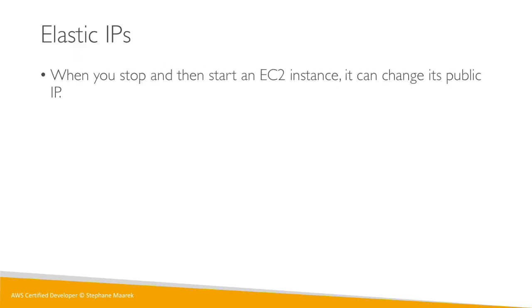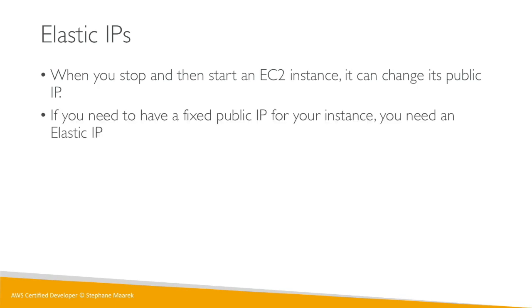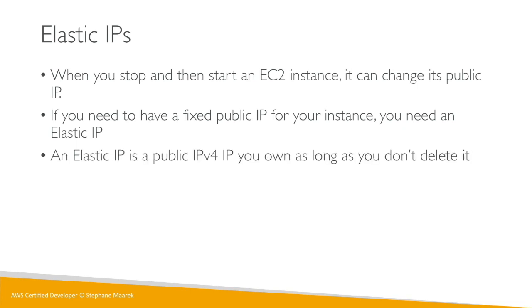Finally, for elastic IPs, basically when you start and you stop an EC2 instance, it will change its public IP, and we'll see this in the hands-on. And if you need to have a fixed public IP for whatever reason for your instance, what you are going to need is something called an elastic IP. So an elastic IP is what? It's a public IPv4, and you own it as long as you don't delete it. Basically, you can attach it to one instance at a time only, obviously.